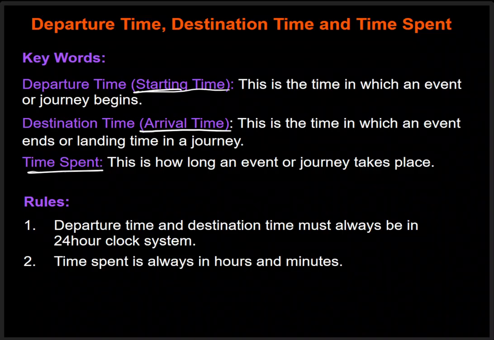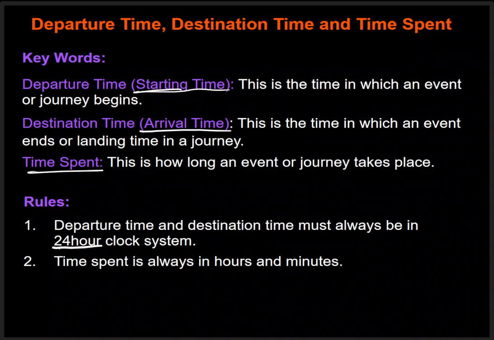So departure time is the time in which an event or a journey begins. Then destination time is the time in which an event ends or the landing time in a journey. And then the time spent is how long an event or a journey takes place. So let's look at some rules. Departure time and destination time must always be in 24-hour clock system. Please take note of this.